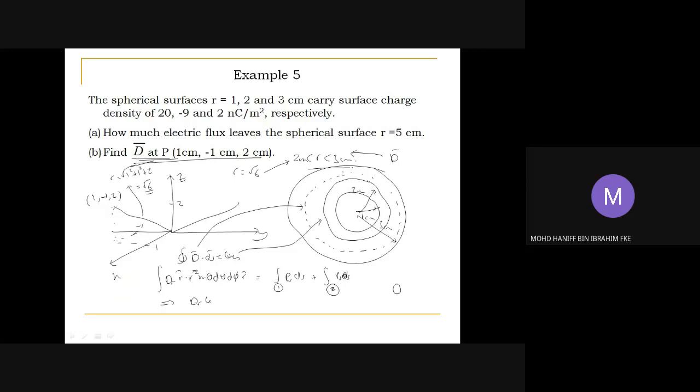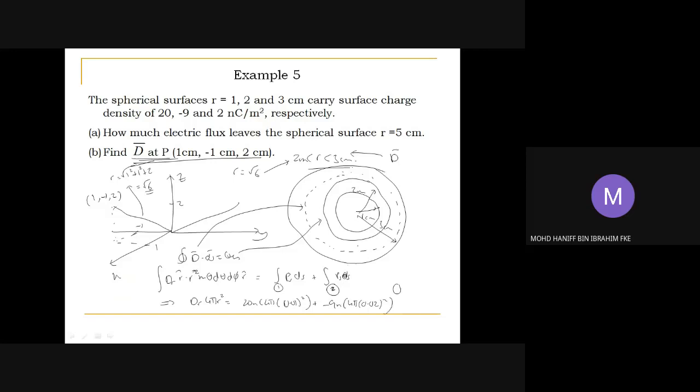Okay, we proceed now. We are going to have D_r times 4 pi r squared for the left-hand side. For the right-hand side, that should give us 20 nano times 4 pi times 0.01 squared, plus for the second surface, negative 9 nano times the area, which will be 4 pi times 0.02 squared.